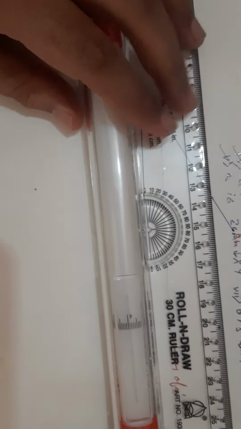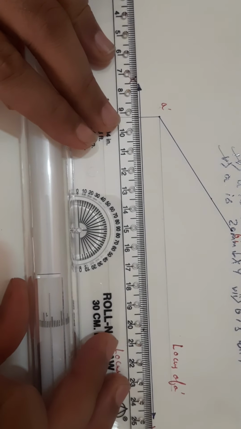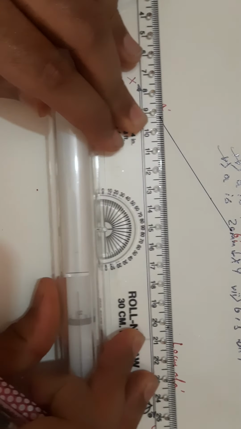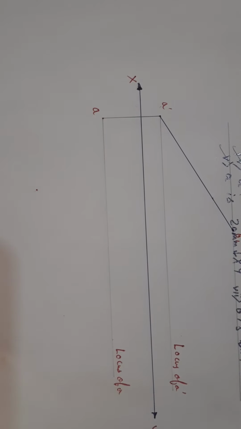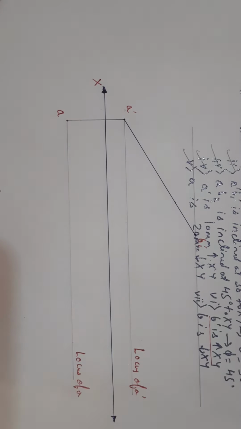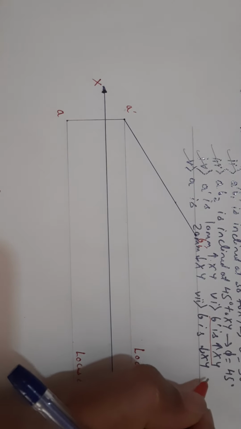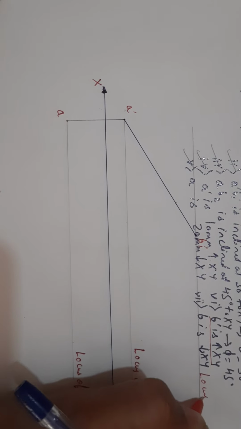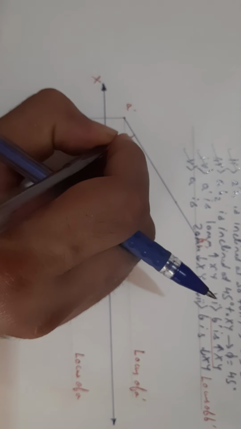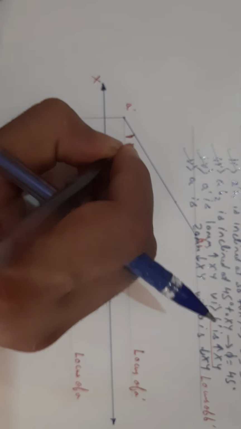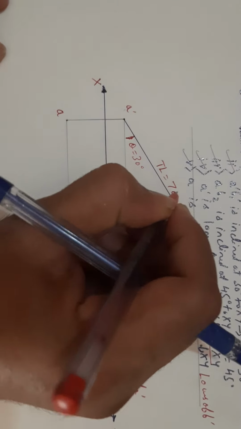Even on that line of B1 dash, parallel to the locuses, I will be plotting a locus again, which will be like this. And that particular locus will be named as locus of B dash. Locus of B dash. And friends, this is nothing but angle theta that we have taken. Theta is equal to 30 degrees and true length is equal to 70 mm.